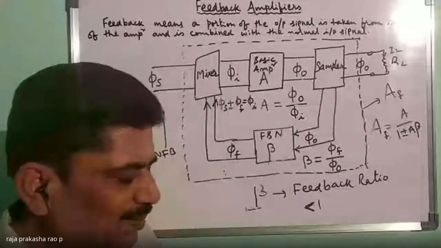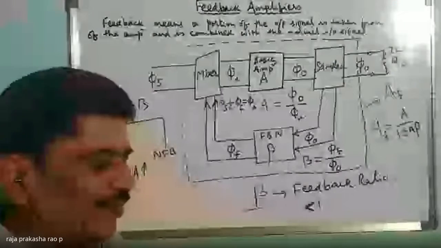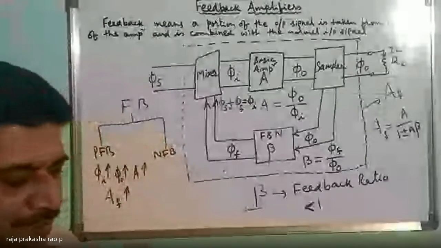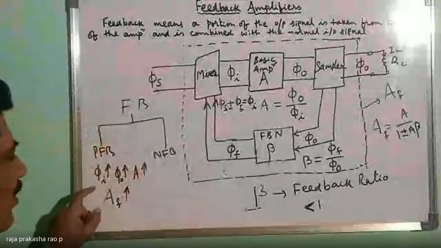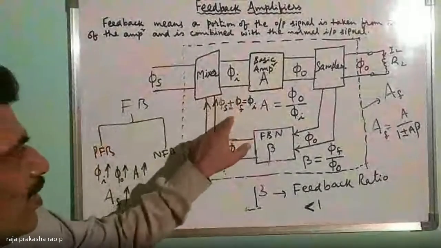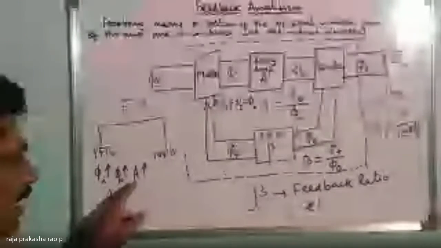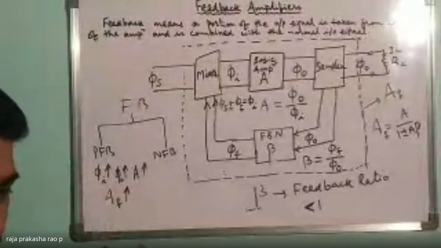Okay. Feedback means, understood? How we procure the feedback signal, how it is added to the input signal. If it is a positive feedback, I have to add. If it is negative feedback, I have to subtract. That's it. Okay. Now we are seeing about the positive feedback. In positive feedback, phi I is increased. Why? Because we are adding. Thereby, phi naught also increased. So A also increased, and AF also will be increasing in this case.